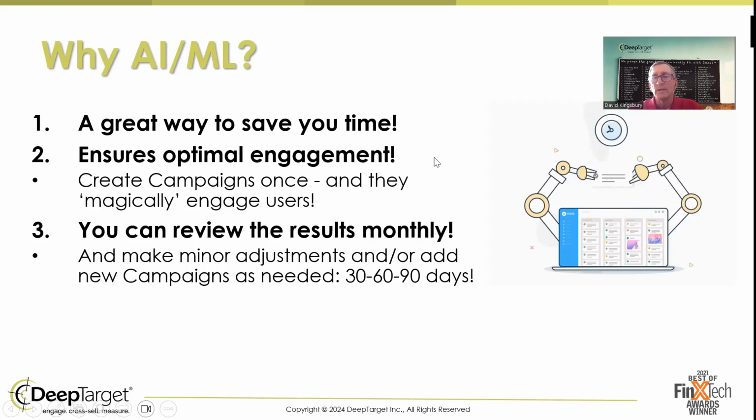It also is going to create optimal engagement. Once again, you just create that campaign once, and it's going to magically engage users. And every time we refresh the data, it's going to update that model and the resulting audience. So it's a pretty amazing capability. You just have to review the results, we suggest about every 30 days. It could be 60, that sort of thing. We're going to look at the results here in just a minute.